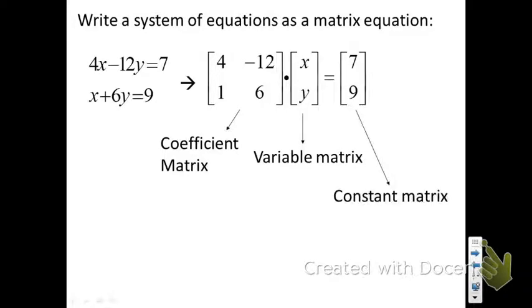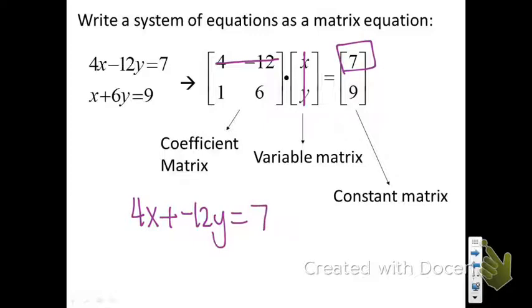Now, if I asked you to work backwards, and if I gave you a matrix equation and asked you to write a system of equations, we would, because this is a multiplication that goes on right there, multiply each row by each column. So you would take 4 times x and then add a negative 12 times y, and that would equal this 7 over here, and that would equal that spot. Then you would do that again with the bottom.